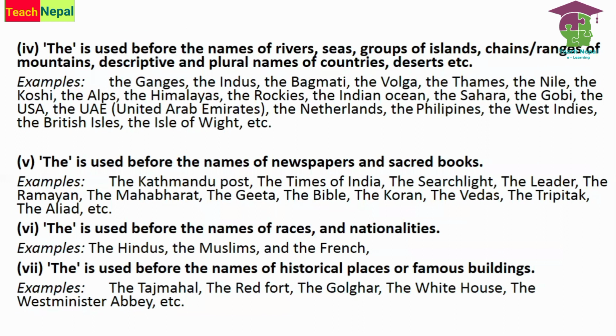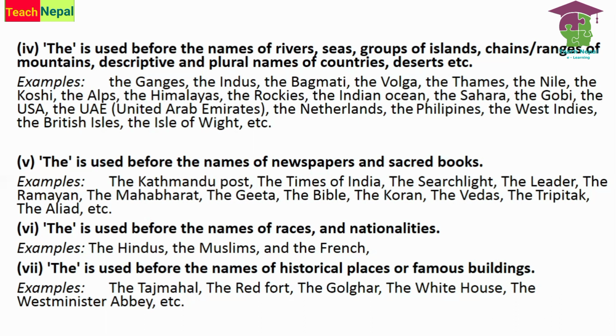The is used before the names of rivers, seas, groups of islands, chains of ranges, ranges of mountains, right? And with some plural names of countries, which involve association, right? The Ganges, the Indus, the Bagmati, the Volga, the Thames, the Nile, the Himalayas, the USA, the UAE, the Netherlands, the Philippines, the West Indies. With names of countries that end in s and look plural, or countries like the Republic, we can also use the, right? The is used before the names of newspapers and scared books, right? Means hardly found books: the Kashmir Post, the Times of India, the Bible, the Quran, the Vedas, the Tripitaka, right?